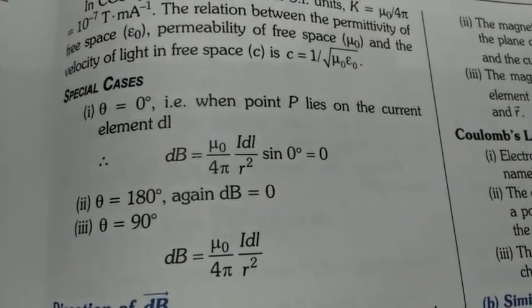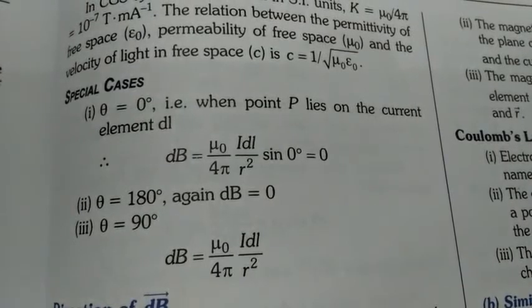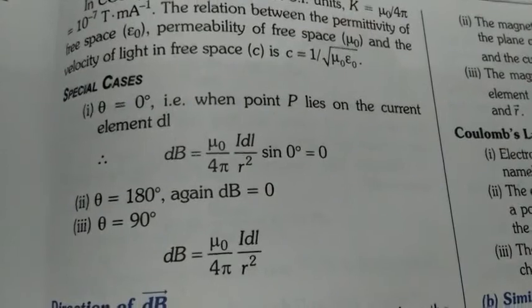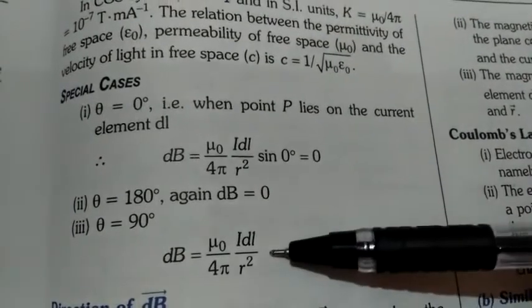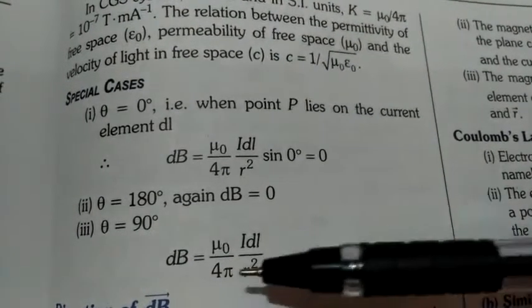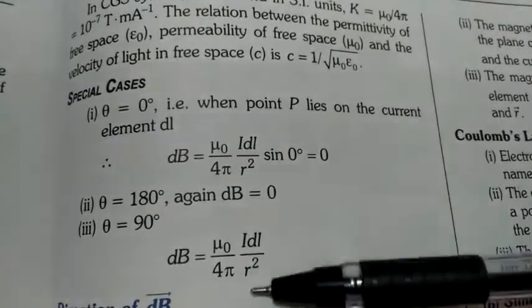If theta equals 180 degrees, then also the whole field will become 0. If theta equals 90 degrees, then we will get the maximum value of magnetic field. dB equals mu naught upon 4 pi, I dL upon R squared.